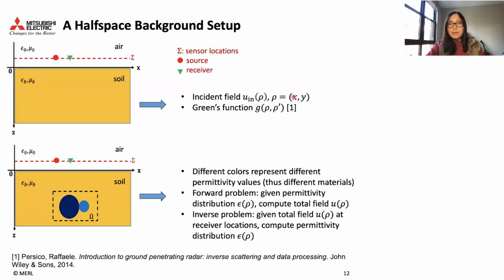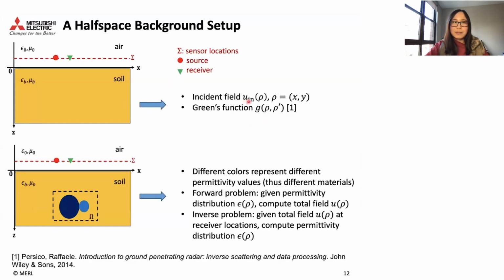And there is a formula that you can evaluate those values. And then the details will be in the textbook called Introduction to Ground Penetrating Radar, Inverse Scattering, and Data Processing. We're not going to go into the details about this because our focus is the learning-based method. So this is our background, and we can compute the Green's function for this background.